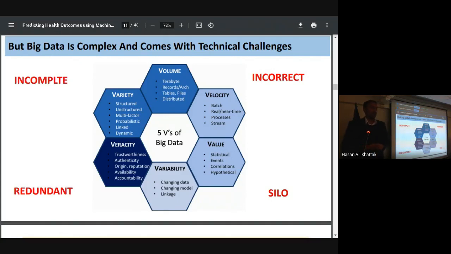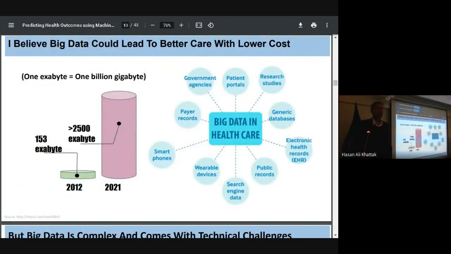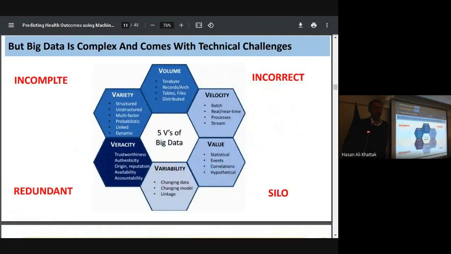And when I say that I believe big data could lead to better healthcare at a lower cost, we get these lower costs with better care only once we are able to solve known and some unknown technical challenges relating to big healthcare data.